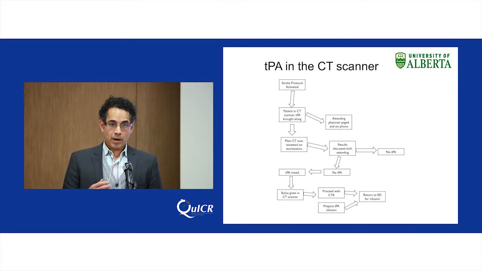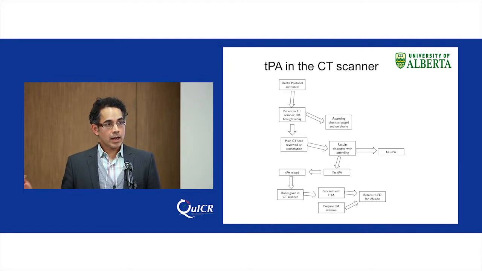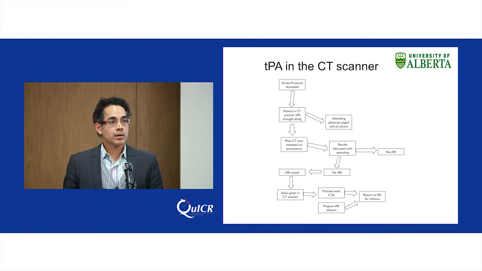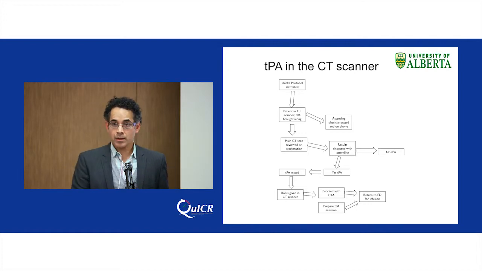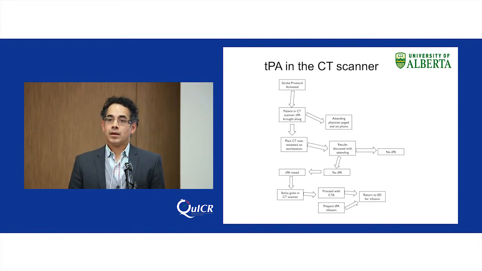Within 5 minutes of the bolus being given, we're back in the trauma bay, and while that's happening, another nurse was already priming the Baritrol. So we can get the infusion going as soon as we get back to the trauma bay, and that's where we hang it. We don't keep the patient in the CT scanner while we do that. We just quickly get them back to the trauma bay and then start the infusion there. And that's how it goes.